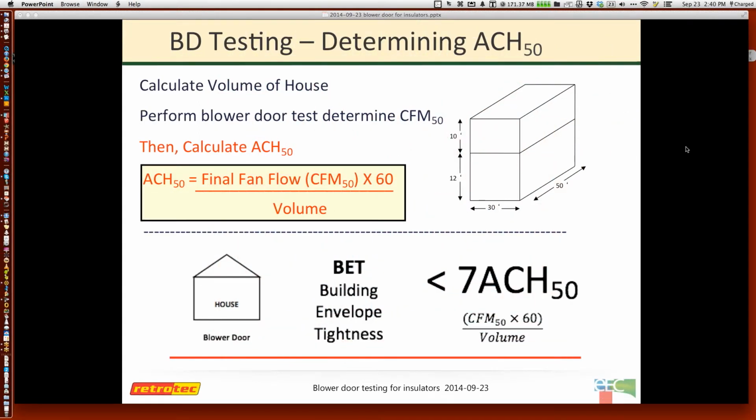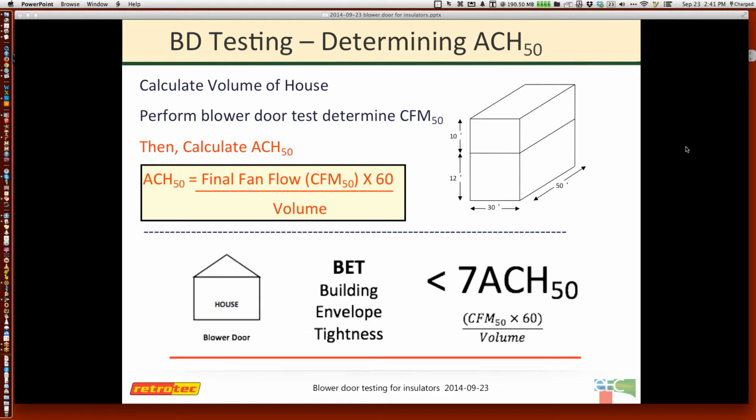So this is the math that goes along with it. That air changes per hour is basically your CFM, which comes from the gauge on channel B. Those are your results. You multiply that by 60, and you divide it by the volume. I've done it for quite a while, and it's still kind of a challenge for me to do this in my head.